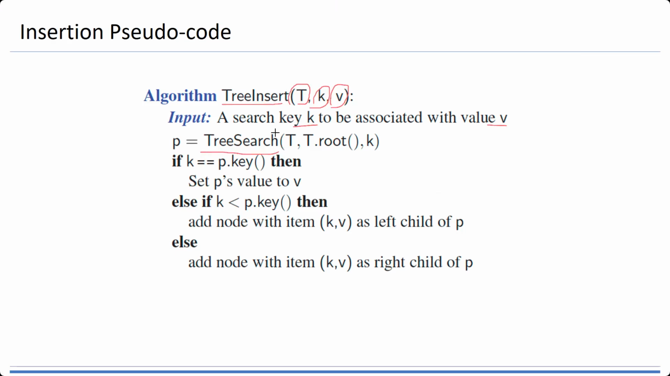So search first. After we search, then check. If k equals the key, then you can set p equals to v. If you cannot find it, then check the left and add the node with the item key, the k comma v, as the left child of p. Otherwise, select the node in the right child of p.